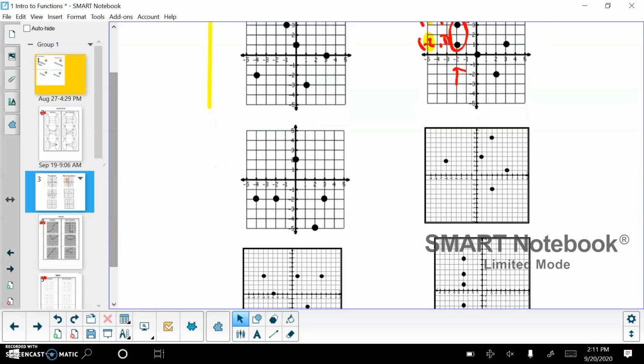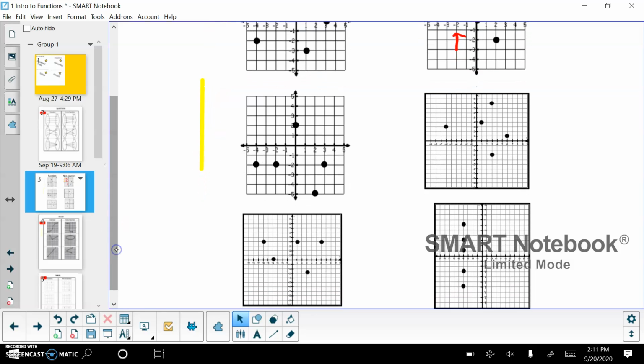If I come down here and try it with the next set, I can see the same thing happening. Only one dot on a vertical line. My highlighter is highlighting the vertical line, so that passes my vertical line test. That one's a function. But if I come over here to look at this one, got one dot. Oh, right here I've got two dots that are going to be highlighted on the same vertical line. So because of these two right here, that's going to make the x value of, I believe it's a 3, repeat, so that's not a function.